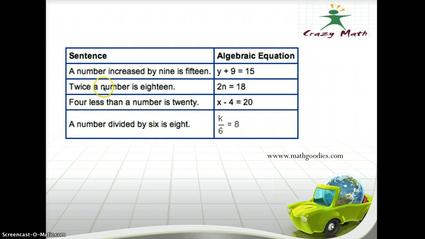Twice a number. We did this in the previous example. That's 2 times a number, so 2n equals 18. 4 less than a number is 20. We already discussed that when you see less than, it should be backwards, so your number goes first: x minus 4 equals 20. A number divided by 6 is 8. So k is your number, represented by the variable k, divided by 6 equals 8.